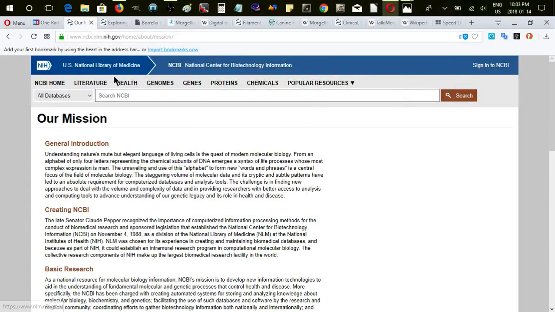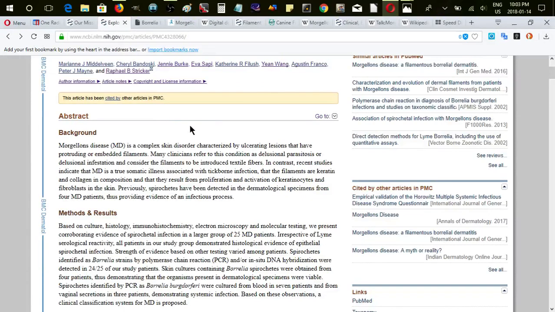This is the U.S. National Library of Medicine website, and this is the mission statement. So they're about publicizing research into different illnesses. And I'll go to one of their pages. And this one is studying Morgellons disease, which is normally considered to be a disease of the imagination. So I'm just going to go through this a little bit quickly.